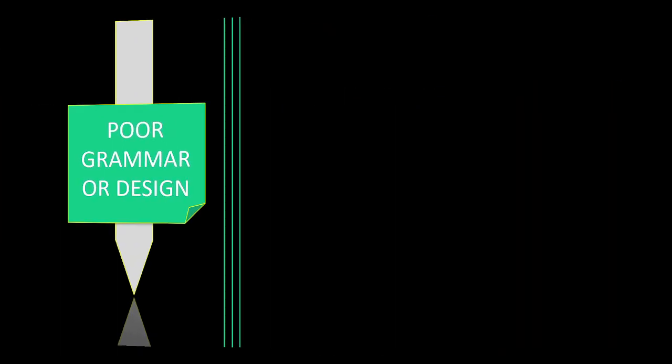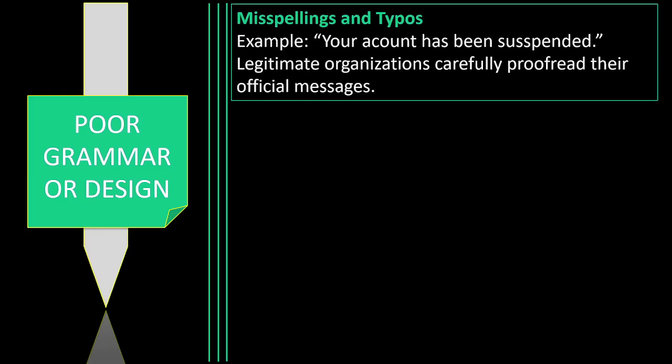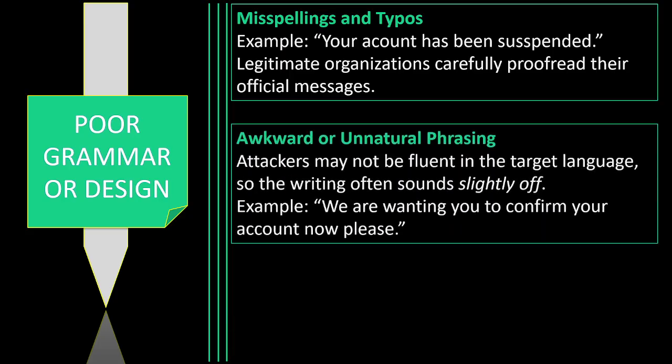Last is poor grammar or design. As we saw in the previous slide, they have typed the address amazon.com incorrectly. In place of O, they have mentioned zero. So you need to be cautious and check the spellings and grammar of the language. Misspellings and typos is the first example: your account has been suspended. Legitimate organizations carefully proofread their official messages.